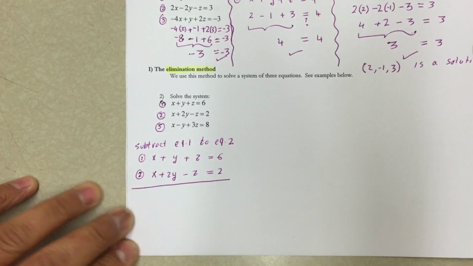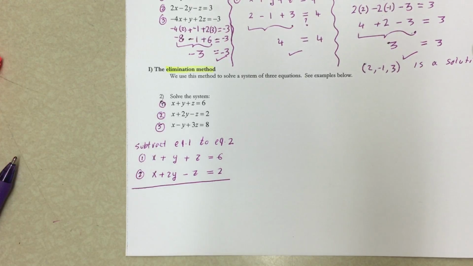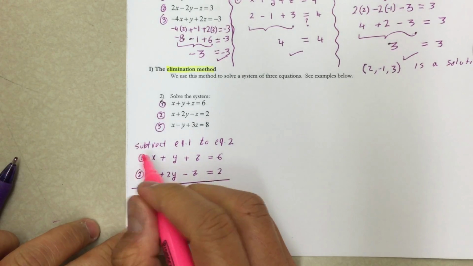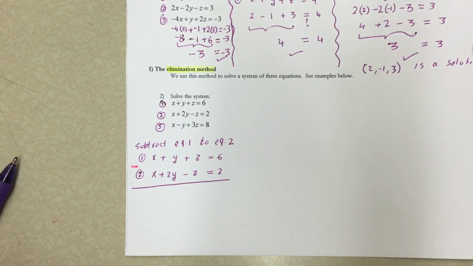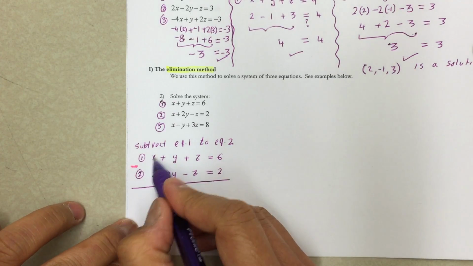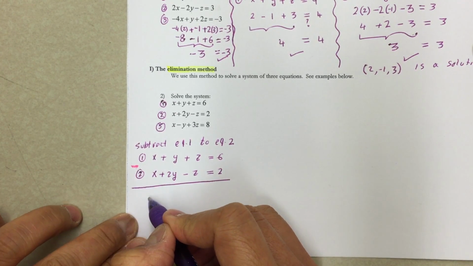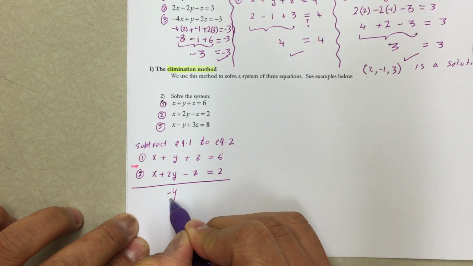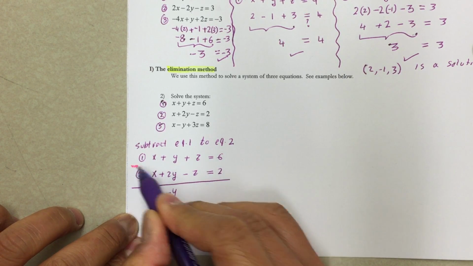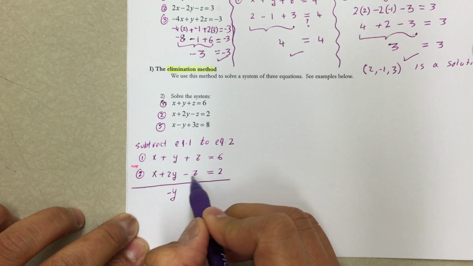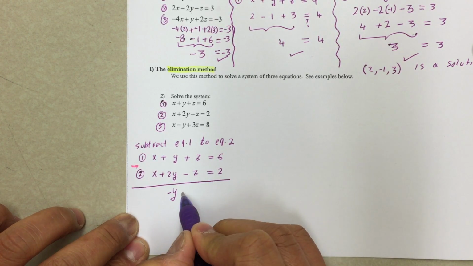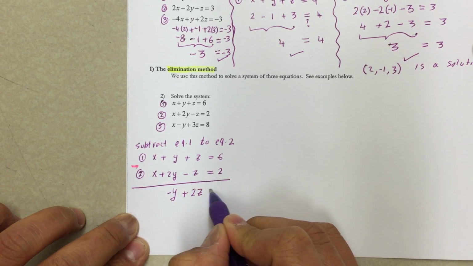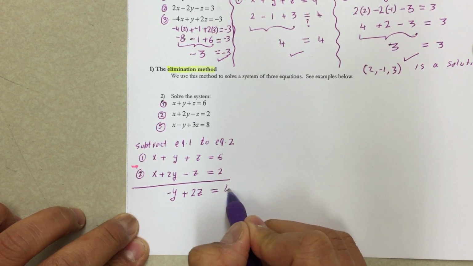And I'm going to subtract. So subtract, put a little minus sign in between, like that. So x take away x, that's 0, that's gone. Y minus 2y, that leaves us with negative y. Z minus negative z, technically that becomes a plus, so you have plus 2z, because z minus negative z is 2z. 6 minus 2, that's 4.